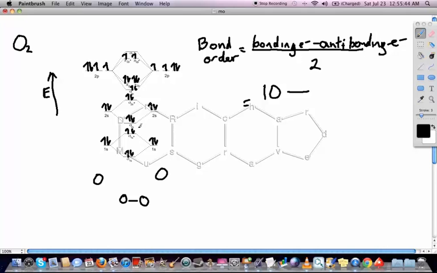In the anti-bonding, we've got 2, and 2 is 4, and 2 is 6. Ten minus 6 divided by 2 equals 2. Alright, so that's what we expect to see in oxygen: a double bond, or 2 bonds between the oxygens. And that's exactly what we would expect to see.